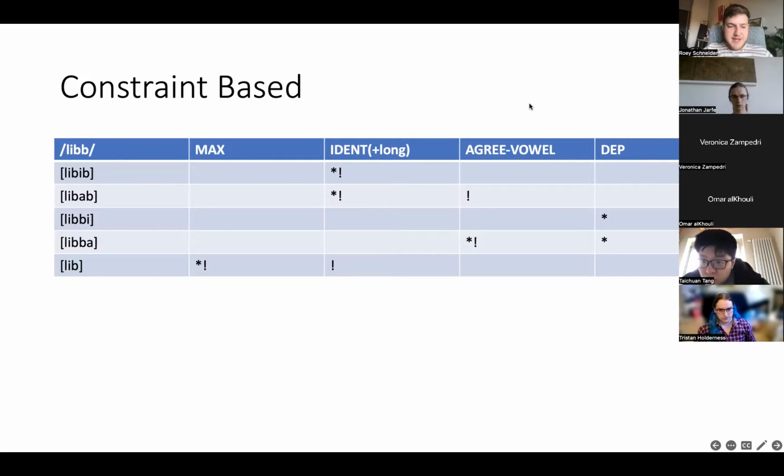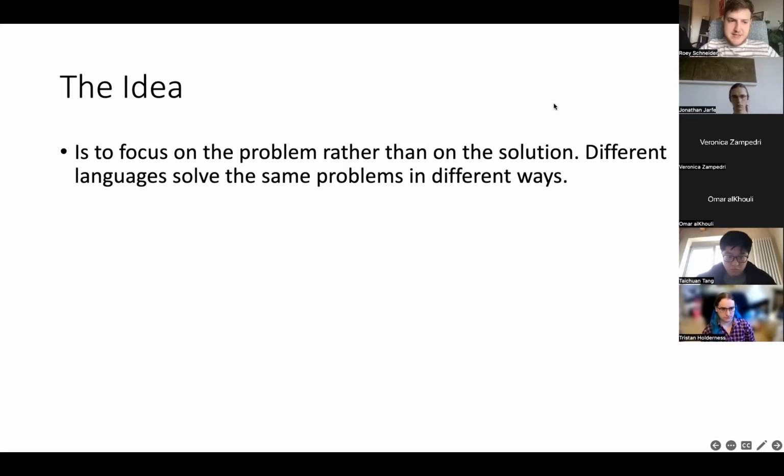I'm not gonna say anything more about this, but just so you know, if you see a phonology paper from the last 20 years, it will probably have this table called a tableau. And it's a nice way to look at things, but it's very, very complicated. As I said, it focuses on the problem rather than on the solution. Different languages solve the same problems in different ways. So languages don't like certain things, and they have different strategies for solutions. I hope that was clear.